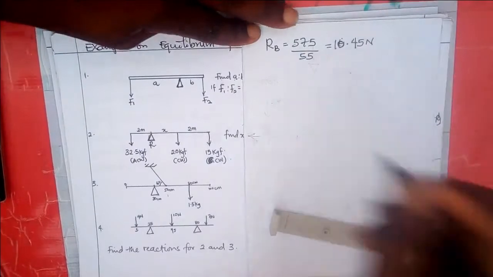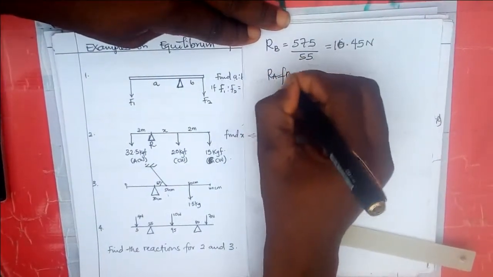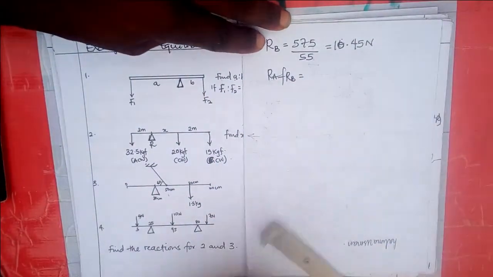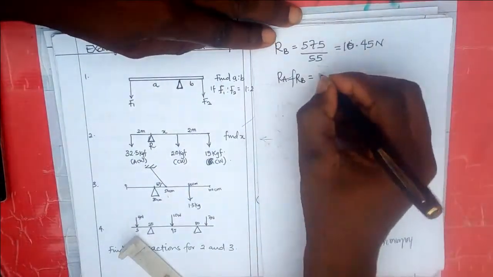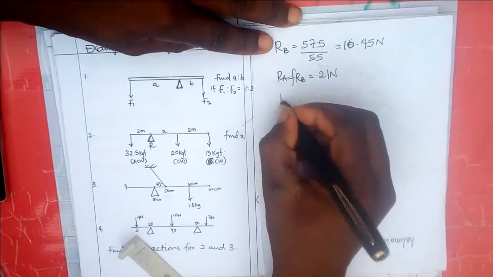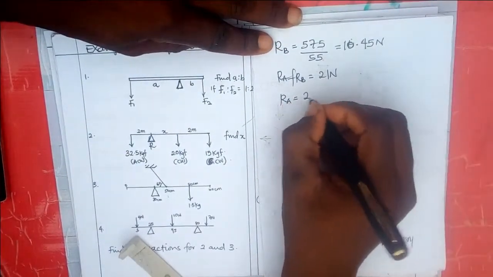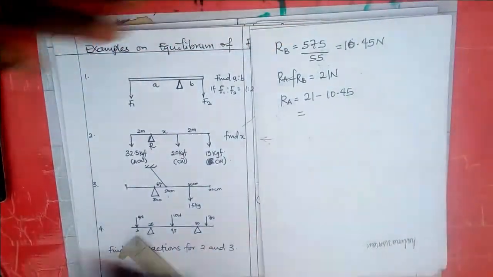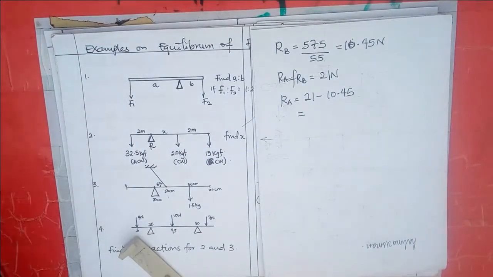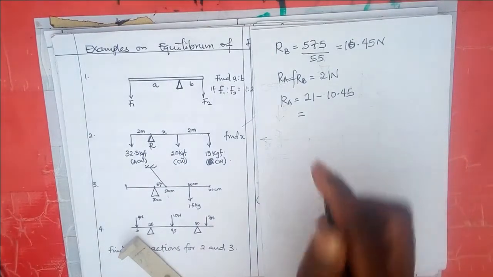Newton. So remember that we say our RA plus RB must be equal to what? The sum of all those forces, which is equal to 21 Newton. So hence our RA will now be equal to 21 minus RB, 10.45. So you have 21 minus 10.45. So we have 10.55 Newton.